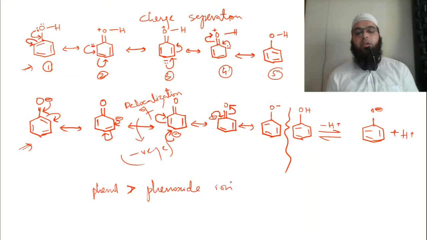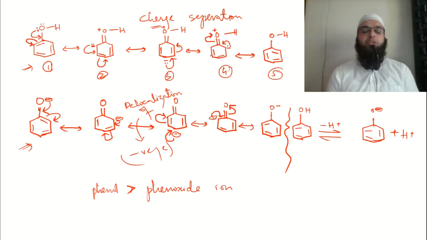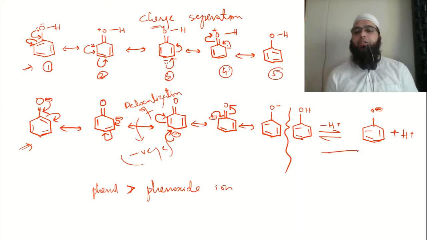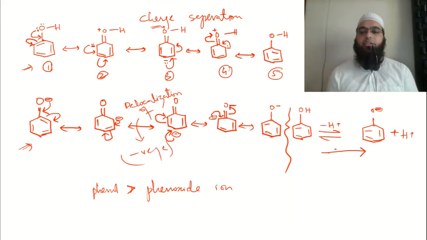What is the reason? The reason is that in the case of the phenol there is charge separation, making it less stable. This positive charge present in these hybrid structures makes the phenol less stable. Okay, and the delocalization of negative charge in case of phenoxide ion makes it more stable. So this phenoxide is more stable than the phenol. So in this case the forward reaction will be favored, and the backward reaction will not be favored.